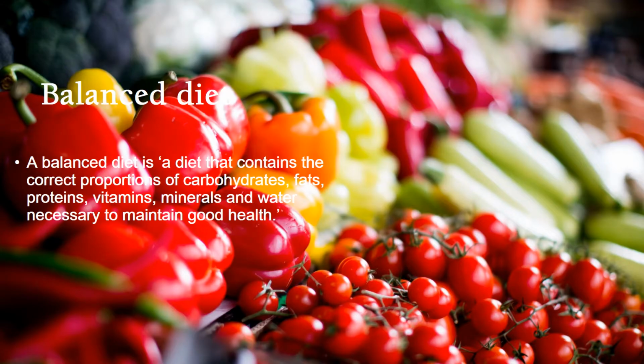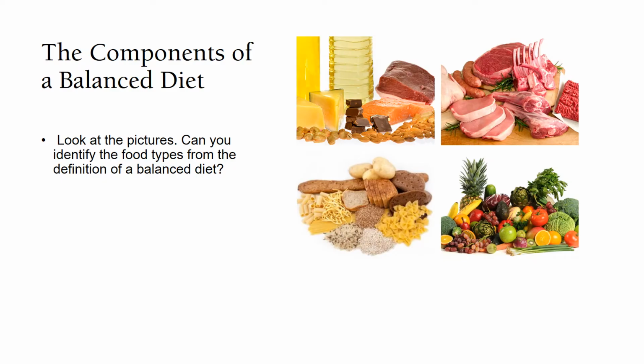The second part that I want to talk about is our balanced diet. People get confused with the word diet and associate it with restricting what you can eat. A balanced diet is a diet that contains the correct proportions of carbohydrates, fats, proteins, vitamins, minerals and water necessary to maintain good health. So a diet isn't about not eating chocolate or sugar or carbohydrates. A diet is what we take into our body on a daily basis. A little task for you: can you identify from these pictures which categories you think they fall into? We've got carbohydrates, fats, proteins, vitamins, minerals, fiber and water. Which of those do the pictures fall into?